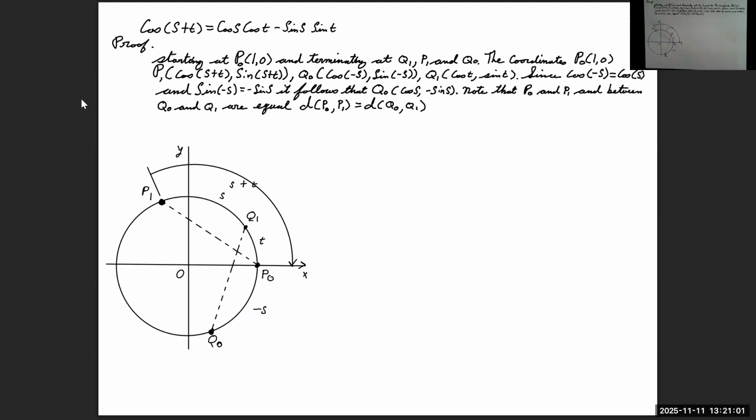What was the next step? The next step, since cosine of negative s is equivalent to cosine of s. Does that make sense to you? Let's be sure that that does.